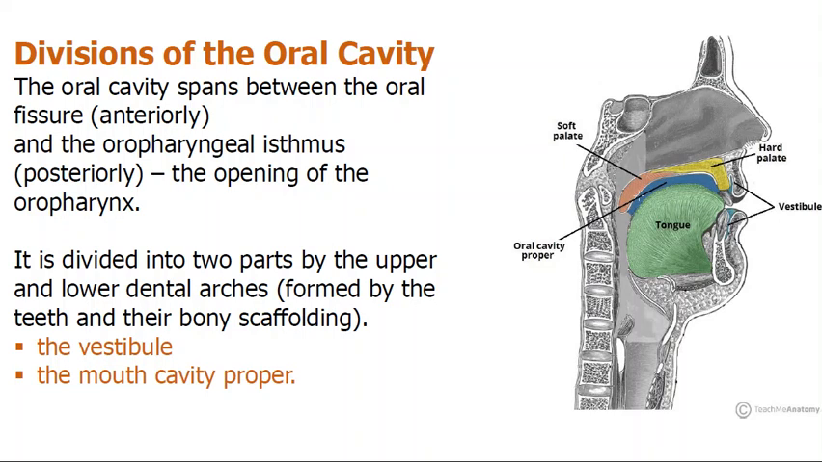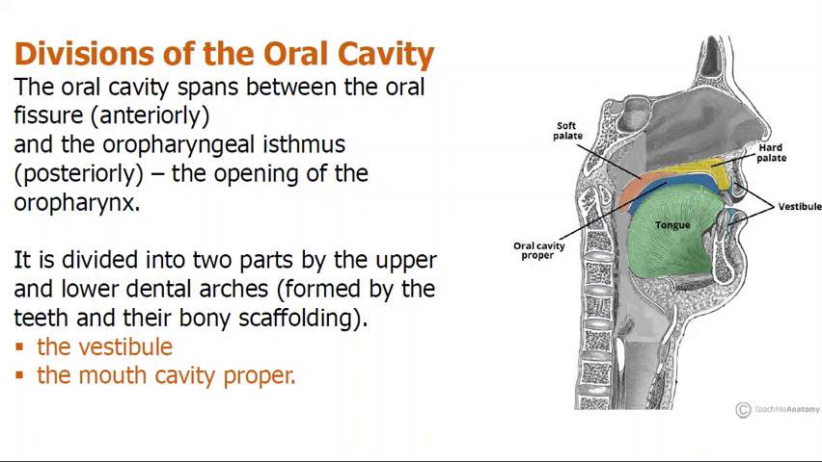Okay, and then at the base, or the inferior part of this oropharyngeal isthmus, we can see part of the dorsal part of the tongue. And here we have the valleculae and also the epiglottis. The epiglottis is one of the cartilages of the larynx. Now this oral cavity is divided into two main parts.